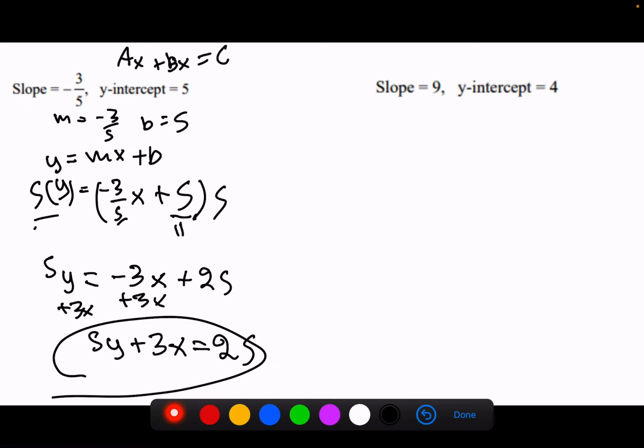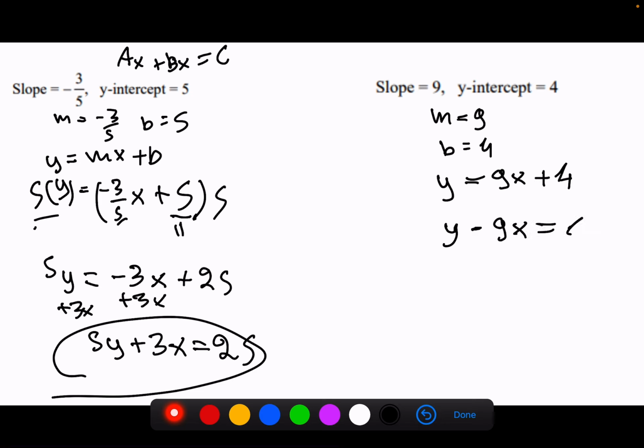So now let's move on to the second question here. So we have a slope of 9 and a y-intercept of 4. So m is equal to 9 and b is equal to 4. We write y is equal to 9x plus 4. Here we don't have a fraction, so we don't need to multiply by any common factor. And all I'm going to do now is I'm going to have y minus 9x is equal to 4. And this right here should be a correct answer. So let's go ahead and move on to the next question now.